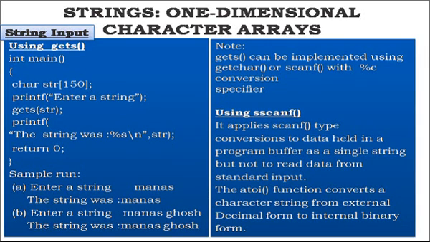There are a variety of library functions for handling the input data that has been read in using the gets function. The most useful include the sscanf function and the atoi function. The function sscanf applies scanf type conversions to data held in a program buffer as a single string rather than to data read from the standard input. The atoi function converts a character string from external decimal form to internal binary form.